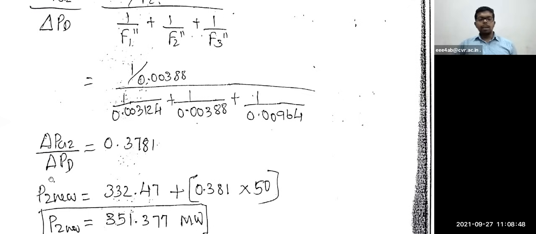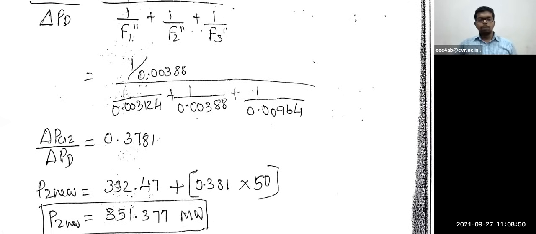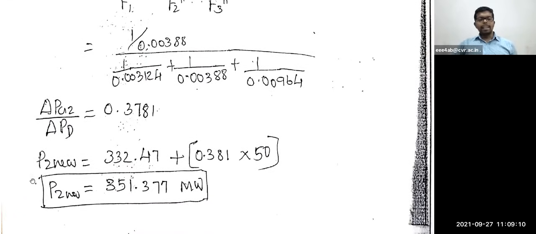So now we have to calculate Pg2 new. Pg2 new is equal to this base value plus del Pg2 divided by del Pd, the whole into del Pd. This value we already got, 0.3781 into 50. The change in the demand is 50. So now we can get P2 new, which is equal to 351. Further simplification, 351.377 megawatt. Okay, I hope the same answer you are also getting.